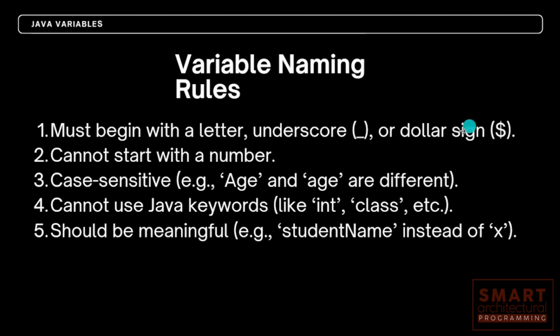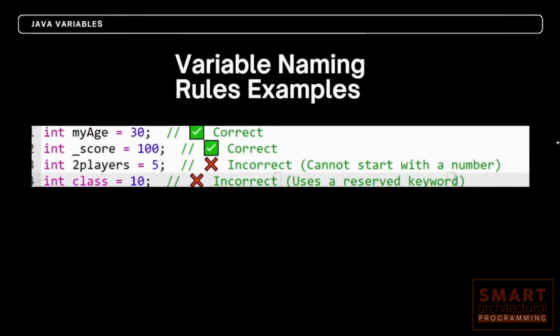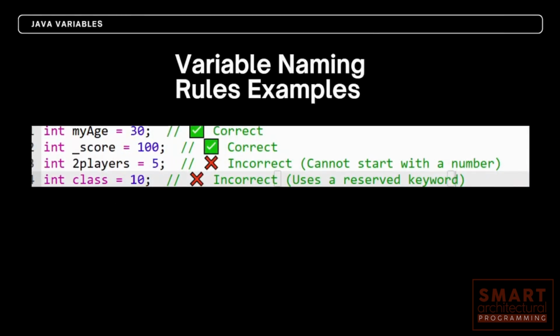Here are some examples of variable names, which can also tell you which names not to use. We have, as the first example, int myAge. If I read this, I understand that my age is actually being stored in that variable, the value of my age.